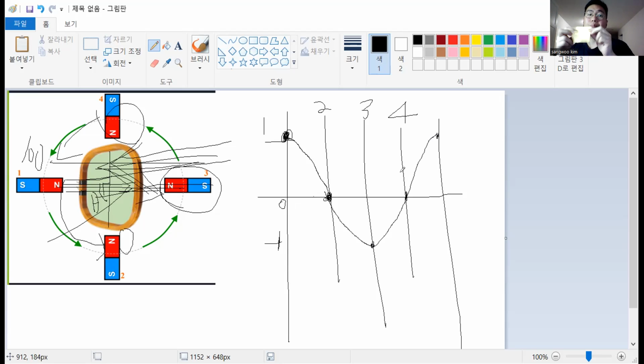Even though the magnet is just rotating, the coil itself feels that something changed. This is a really important concept. Later, you guys should understand the further steps.